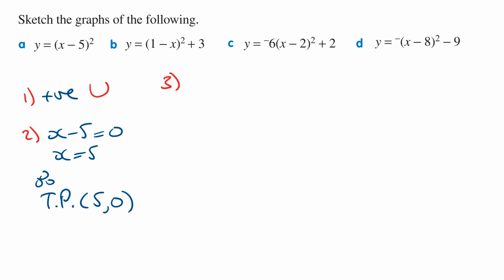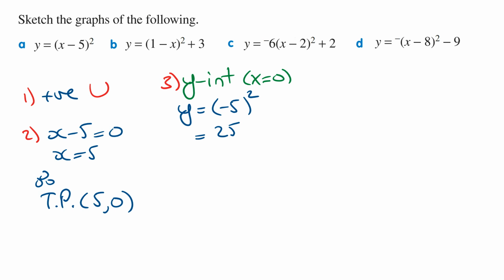The next step is to work out the x and y intercepts. For the y-intercept, we let x is equal to 0 and then solve for y. And so y is going to be (0 minus 5) squared, which is (minus 5) squared, and this is going to be 25. And so the y-intercept is going to be at 25.